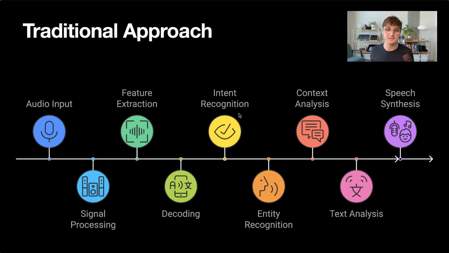And within those three steps, you can really break it down to a number of sub-steps. So within automatic speech recognition, for example, you have features like taking the audio input, running some signal processing on it to improve the quality, extracting different features from the input, and decoding that input into text. Then within the step of natural language understanding, you have things like intent recognition, entity recognition, context analysis, and then ultimately you are generating text. And then finally, once you've generated that text output, you are using text to speech to generate that speech.